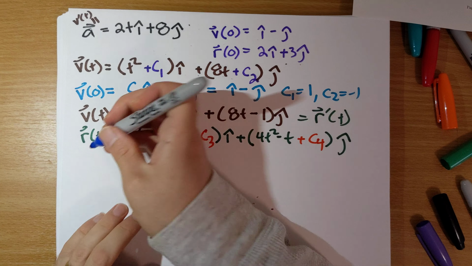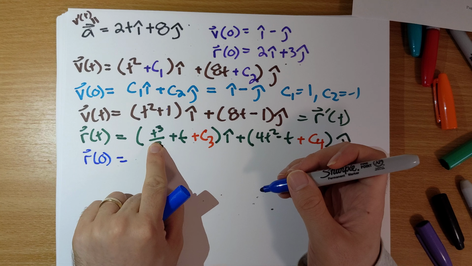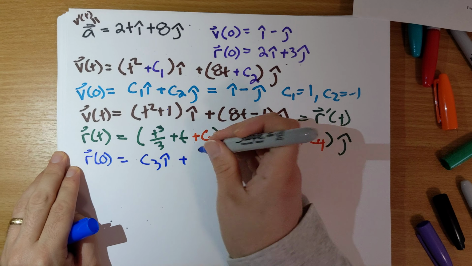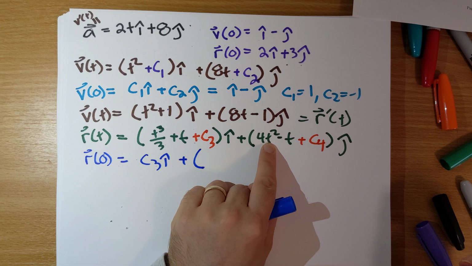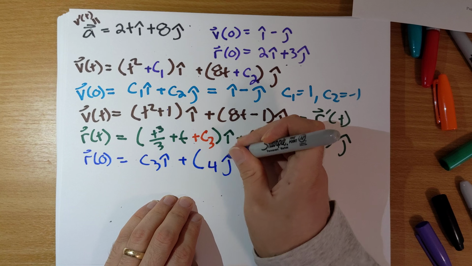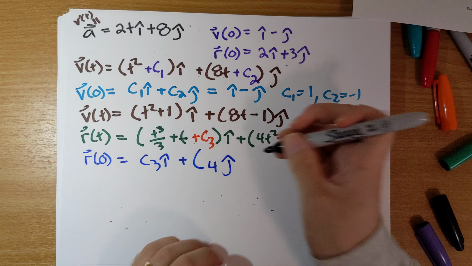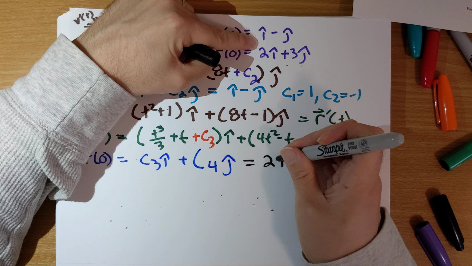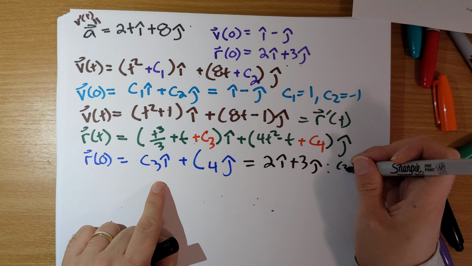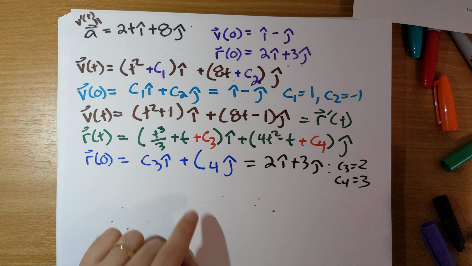And if we plug in 0, we get 0 cubed over 3 plus 0 plus c3 i hat plus 4 times 0 squared minus 0 plus c4 j hat here. And we want this to equal, from our initial condition, 2i hat plus 3j hat. So c3 is 2 and c4 is 3.